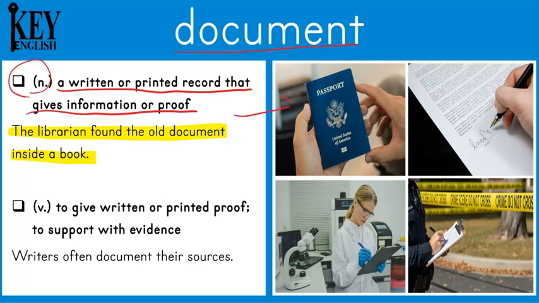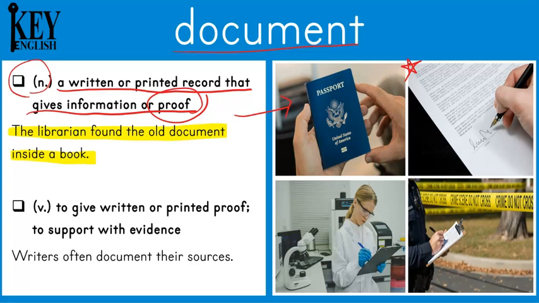So a passport is a good example of a document because it has information about who you are when you're traveling to a different country. A lot of times people will also sign documents when they buy important things such as a home. So here the document is kind of just some proof that you are the owner of the home, or that you are doing all of the things that you said you would do so that you can buy this home. So that is noun document.